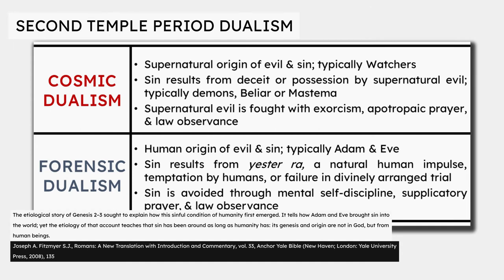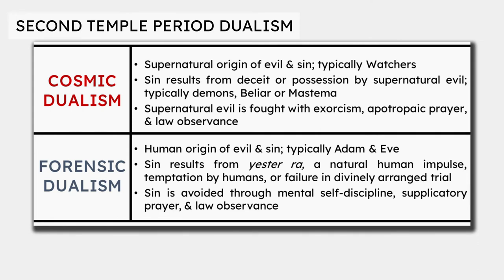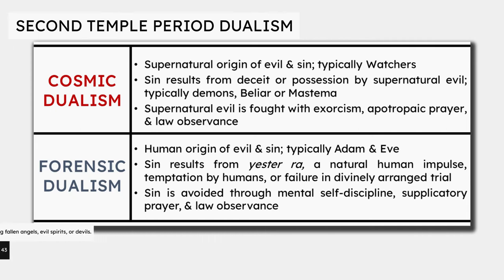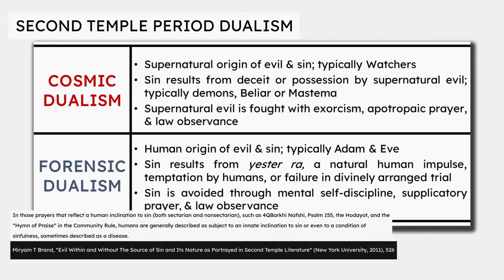We have already seen how forensic dualism Second Temple period texts such as the Maccabees, Wisdom of Sirach, the Apocalypse of Baruch, and the Apocalypse of Ezra made use of this etiology. Bamberger notes, quote, in their effort to solve the problem of evil, these writings make no use of dualistic myths concerning fallen angels, evil spirits, or devils, end quote. Secondly, forensic dualism attributes contemporary sin mainly to the Yetzer Ra, a Hebrew term commonly translated evil inclination or evil impulse, and referring to an internal natural human tendency or impulse to sin.